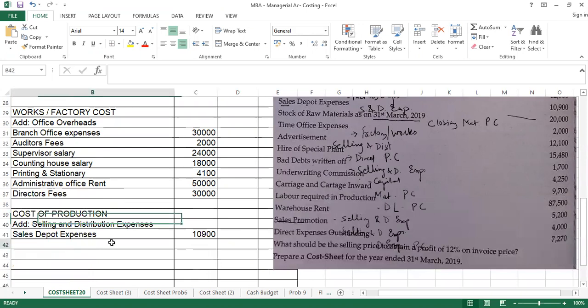Next, after time office, we have advertisement. Advertisement is of which type? Selling and distribution. What is the amount of the advertisement? 12,100.